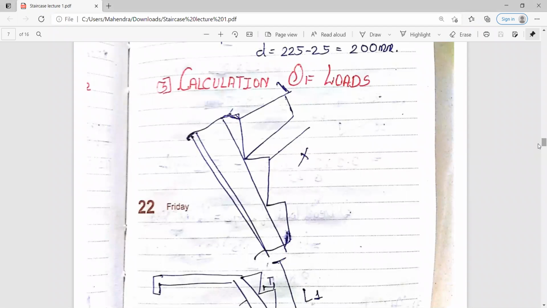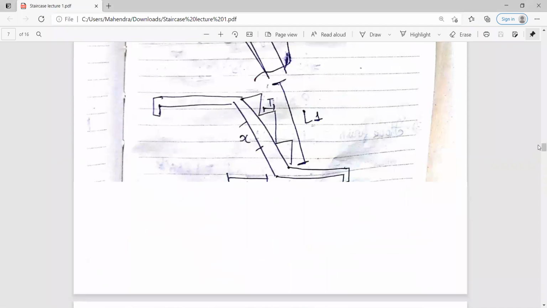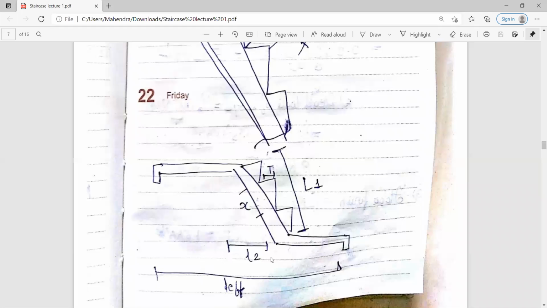That is, step number 3 is calculation of the loads. As you can see, this is the diagram for the staircase, and this is the total L effective, the effective length, and this L2 is this much length. From here to here is your L2, and this is the total L1, the total length of the risers and treads, and this is your tread, and this is your distance X. So draw this diagram so that you can understand what L1, L2 and L effective are for the staircase.